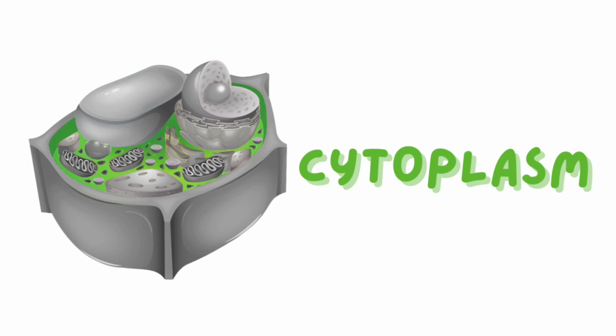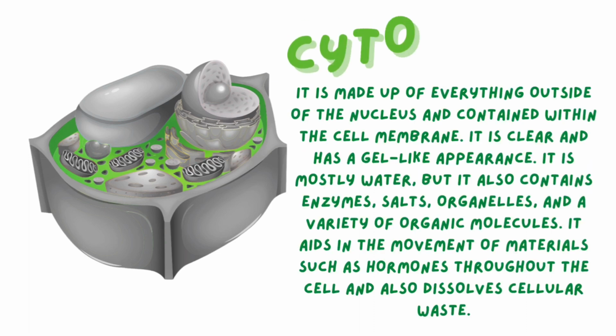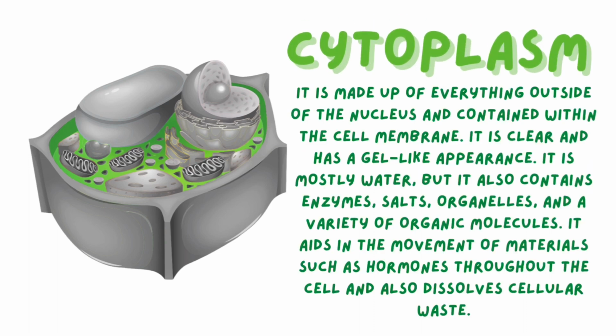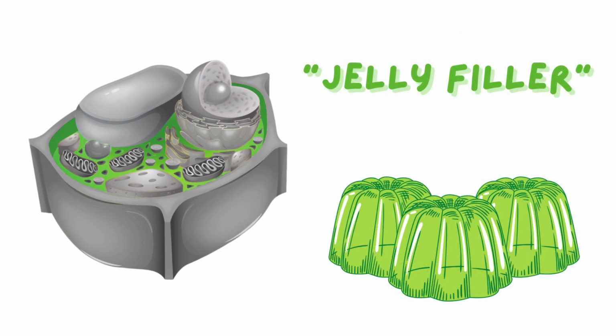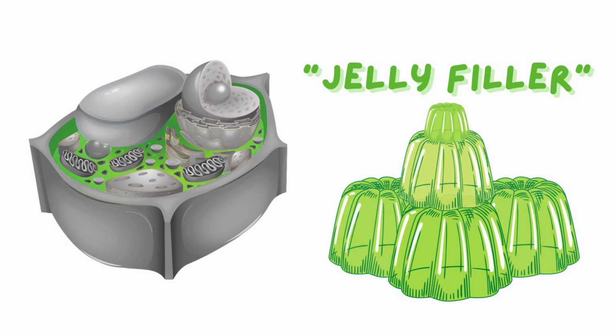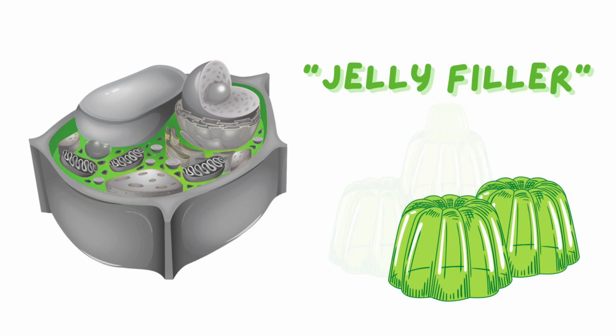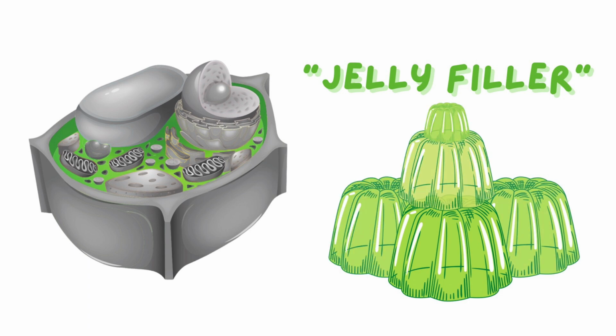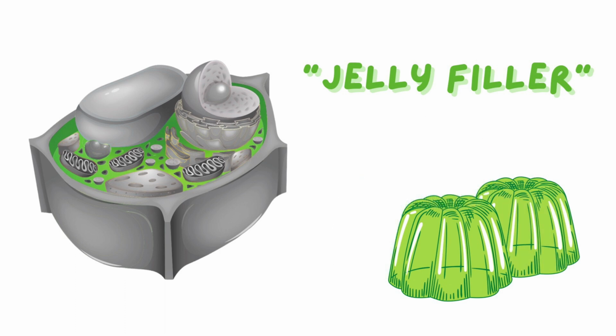The functions of cytoplasm in a plant cell are nearly identical to those of an animal cell. It is made up of everything outside the nucleus and contained within the cell membrane. It is clear and has a gel-like appearance. Cytoplasm is mostly water, but it also contains enzymes, salts, organelles, and variety of organic molecules. It aids the movement of materials such as hormones throughout the cell and also dissolves cellular waste.